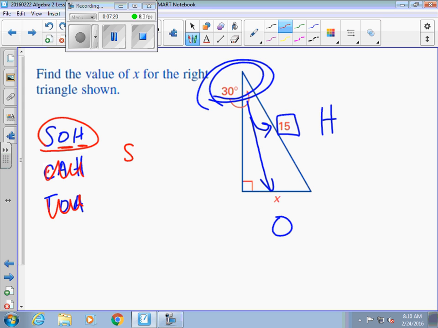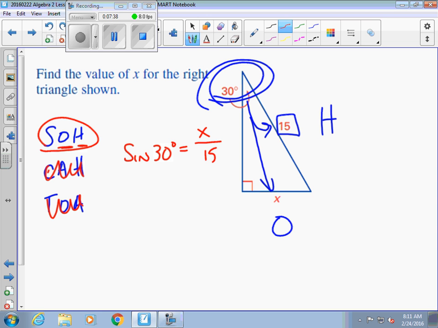Sine of 30 degrees is equal to the opposite X over the hypotenuse 15. Okay, so that still doesn't tell us what X is. That tells us how to find X, though. Algebraically, how do we get X all by itself?